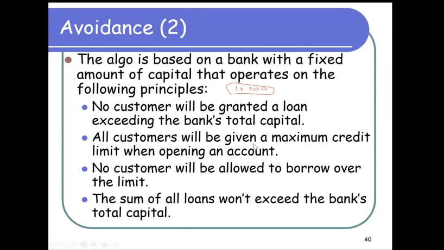All customers will be given a maximum credit limit when opening an account. Say you have 2,000, but you can use your credit limit up to 3 or 4,000. This is normal for a business account. No customer will be allowed to borrow over the limit. If your maximum credit is 5,000, it will be 5,000. The sum of all loans won't exceed the bank's total capital. Multiple users may want to borrow money, but it cannot exceed the ceiling of 10,000.